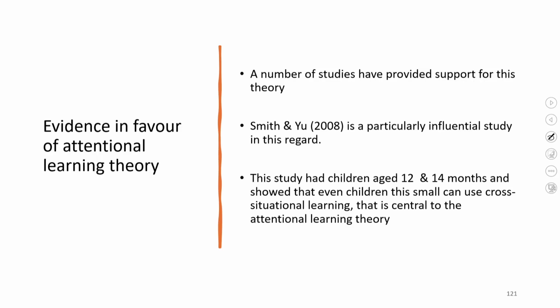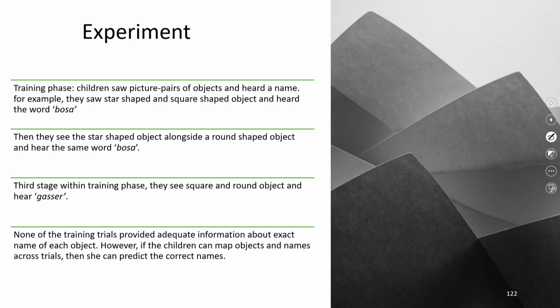Here they looked at children who were 12 and 14 months of age, and they showed that even children this small can use cross situational learning. This is central to the attentional learning theory, right. So, the experiment went like this. In the training phase, children saw picture pairs of objects and heard a name. So, two objects appeared at the same time, but they heard only one name. For example, they had a star and a square shaped object, and they heard the word Bosa.